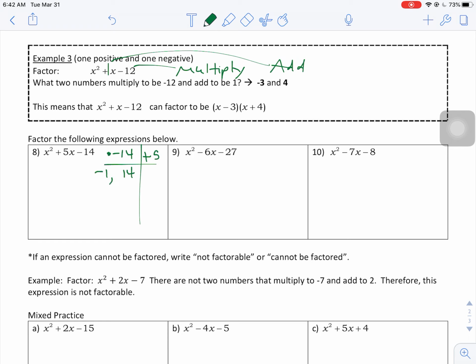So negative 1 plus 14 is 13. That does not work. Let me try 2. 14 divided by 2 is 7. I have to put the negative sign on the smaller number. And then negative 2 plus 7 is 5. So there we go. Those are the numbers that work.